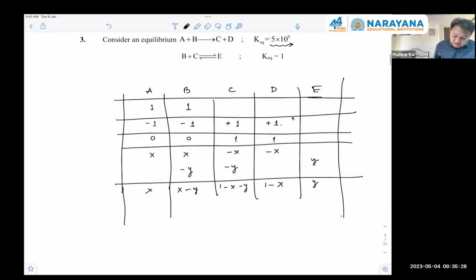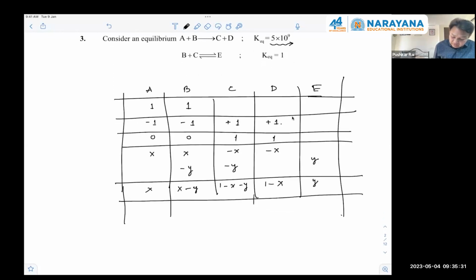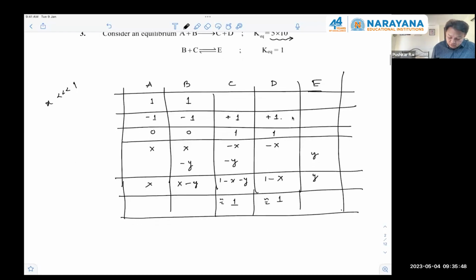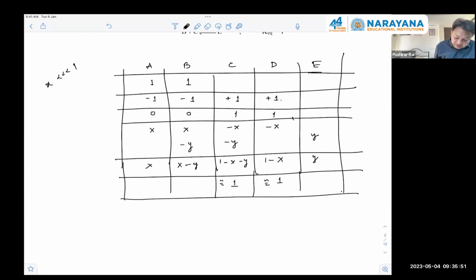Now based on this, some intuitions are there. 1 minus x should be nearly equal to 1, and 1 minus x minus y should also be nearly equal to 1. That is my assumption: x is very, very much less than 1. On the basis of this assumption, I can proceed to solve the problem. Another intuition: since y is coming out of x, x is going to be greater than y at any cost, otherwise this quantity will be negative.